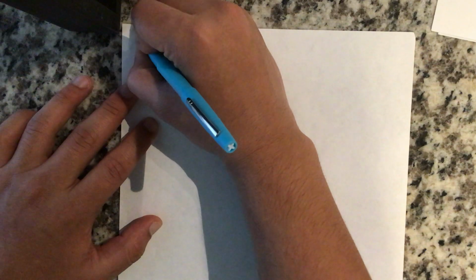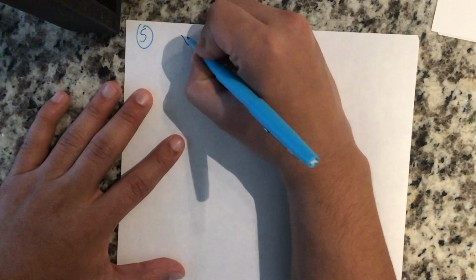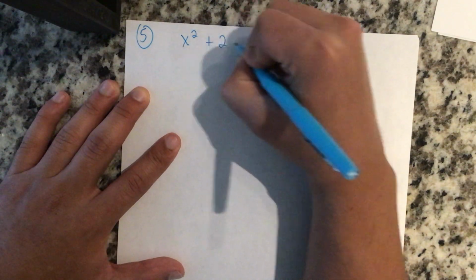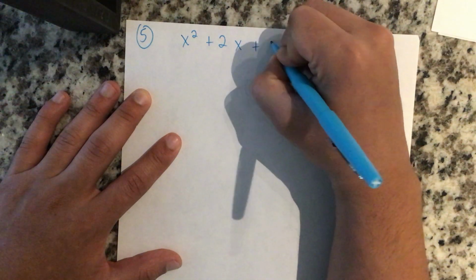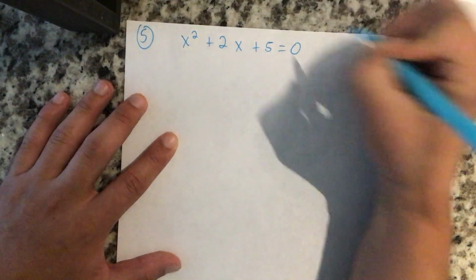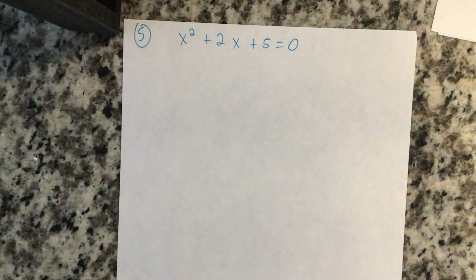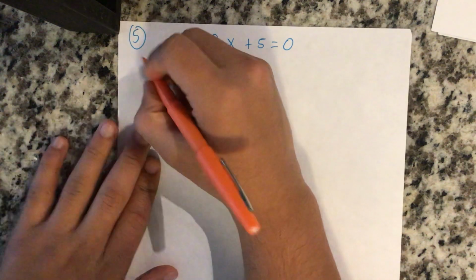We're going to do one more example and then we'll be done with these video notes. So let's go to number 5. Number 5, let's do this: x squared plus 2x plus 5 equals 0. Okay? So let's do the same thing. Let's treat it the same way. So, A, B, C, right?